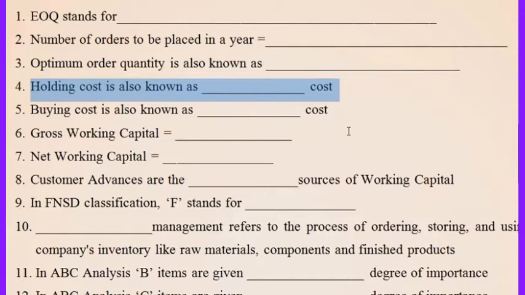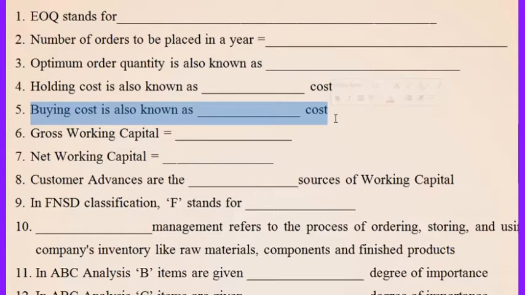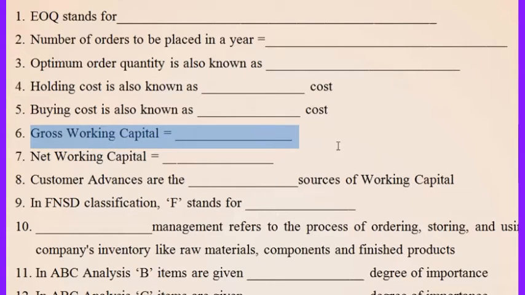Fourth, holding cost is also known as, holding means storing or carrying the inventory. It's also known as carrying cost or storing cost or storage cost. Fifth, buying cost is also known as, buying means procurement, acquisition or purchasing. So buying cost is also known as purchase cost, procurement cost or acquisition cost. Any one answer is fine.